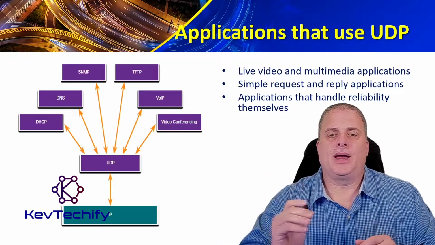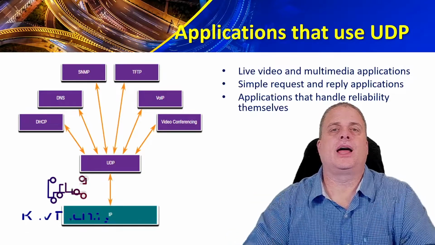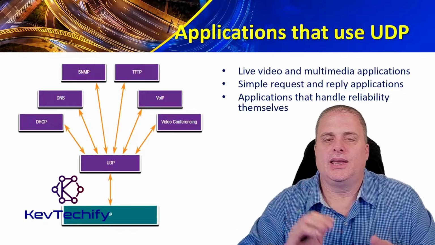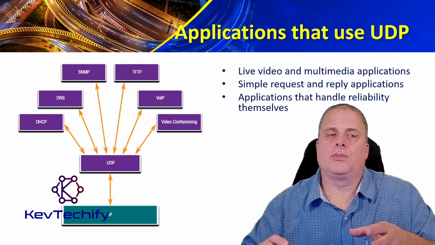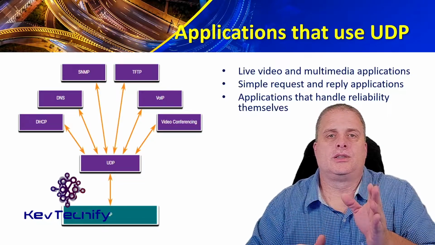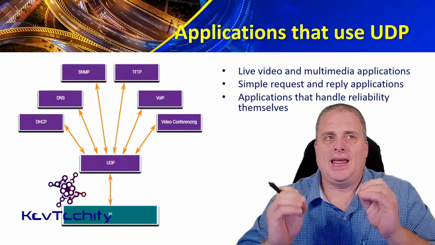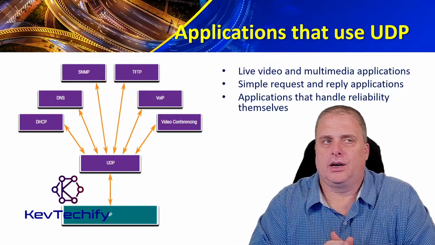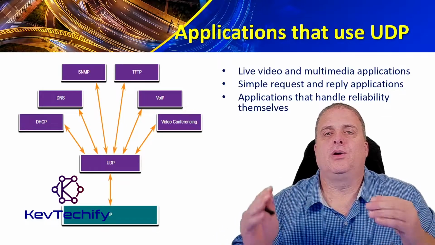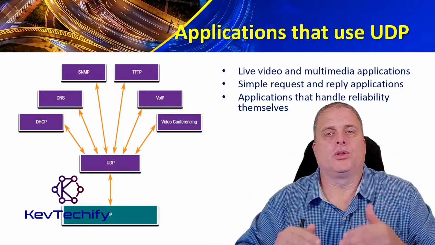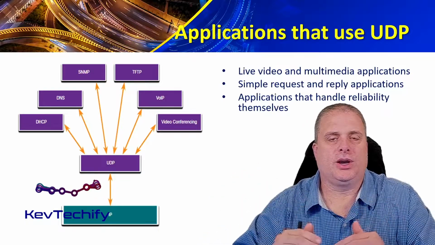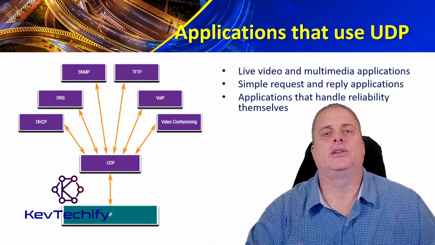And finally, some applications actually handle the reliability themselves. They handle the flow control, the error detection, the acknowledgments, the error recovery themselves. What we're talking about here is SNMP, Simple Network Management Protocol, and TFTP, Trivial File Transfer Protocol. They handle all of that flow control, error detection, acknowledgement, and error recovery by themselves. So they don't need the transport layer to handle it. They don't need TCP to handle it. That's why they can use UDP at the transport layer, because the applications handle it themselves.